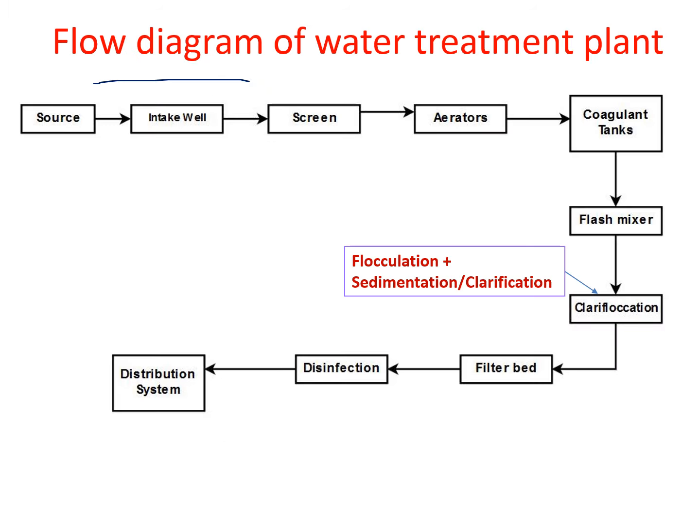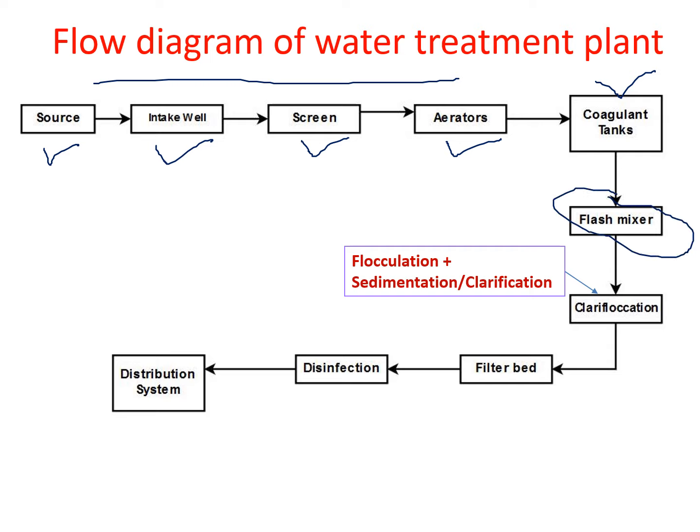This way you can draw a simple line flow diagram in your exam. You can show the surface water source. Next is the collection and conveyance structure, that is the intake structure. Then a screen for the removal of large floating impurities, aerators for the removal of odors and gases. Then coagulant tanks, nothing but the addition of chemicals like alum through fast mixing, which is called the flash mixer.